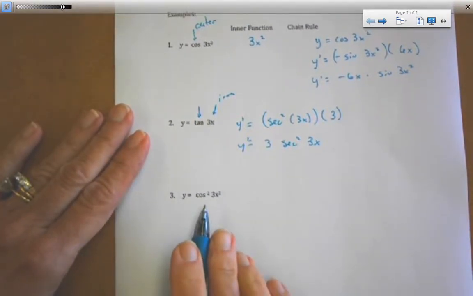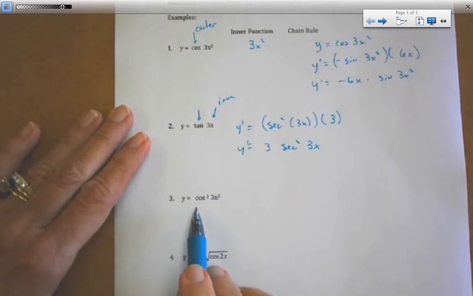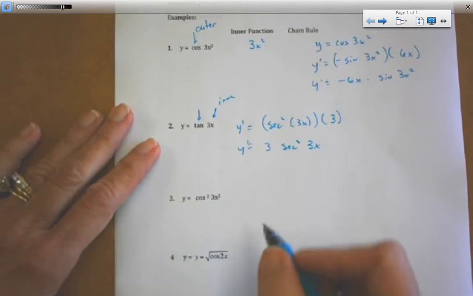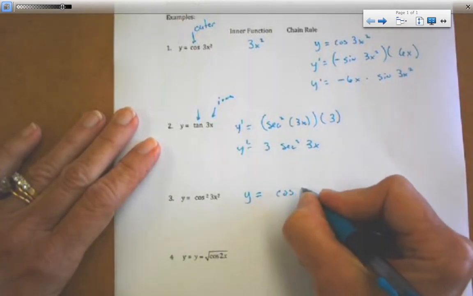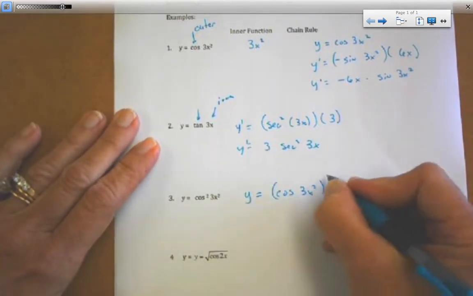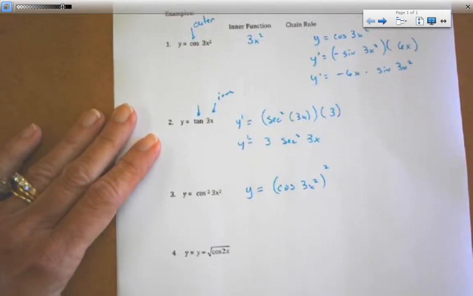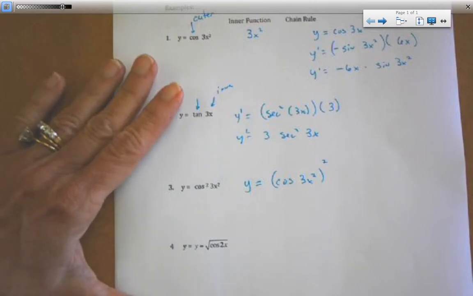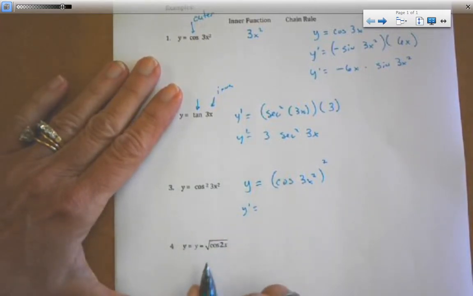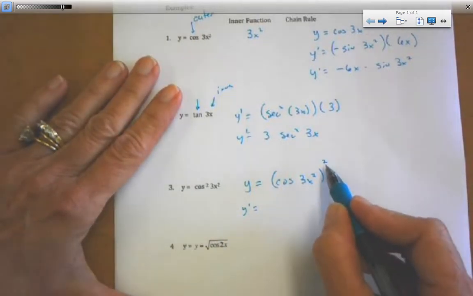This one's a little bit more challenging. Notice it's cosine squared 3x squared. So if I rewrite it, it really says cosine 3x squared, squared. Ooh, so this one's going to be a little bit more involved. Here we go. So the derivative is, this would be my outer function.